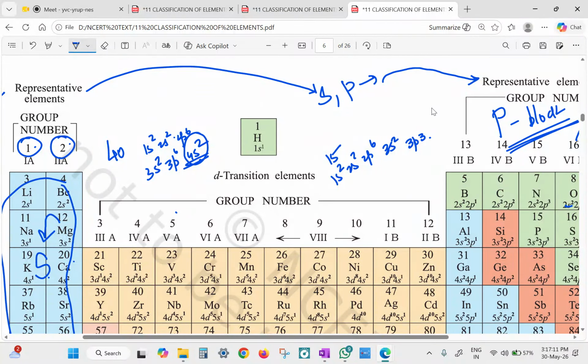So, how many groups of representative elements are there? If somebody asks, what will be your answer? 8. There will be totally 8 groups. Now, coming to the next part.